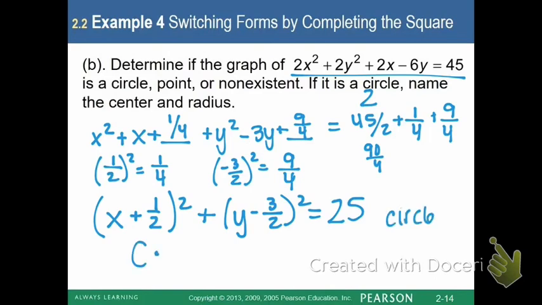Your center is at negative 1/2, positive 3/2. Your radius is the square root of 25, which is 5.